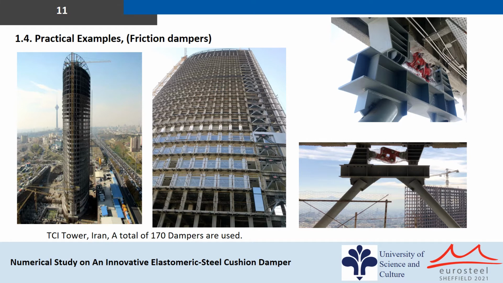The main lateral resisting system of the tower is SMRF in two directions, and the friction dampers are added to the main lateral system to improve the seismic performance of the tower during strong ground motions. A total of 170 friction dampers with capacity of 800, 500, 400 kilonewtons are applied. The details of the dampers are shown in the photos on the right hand.